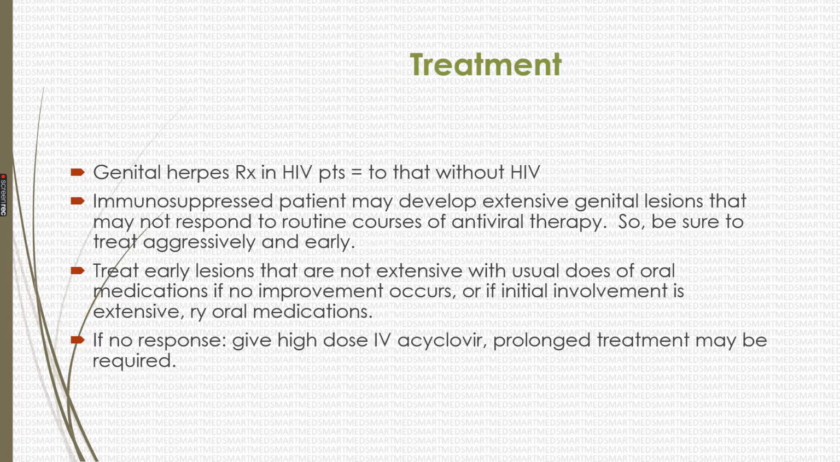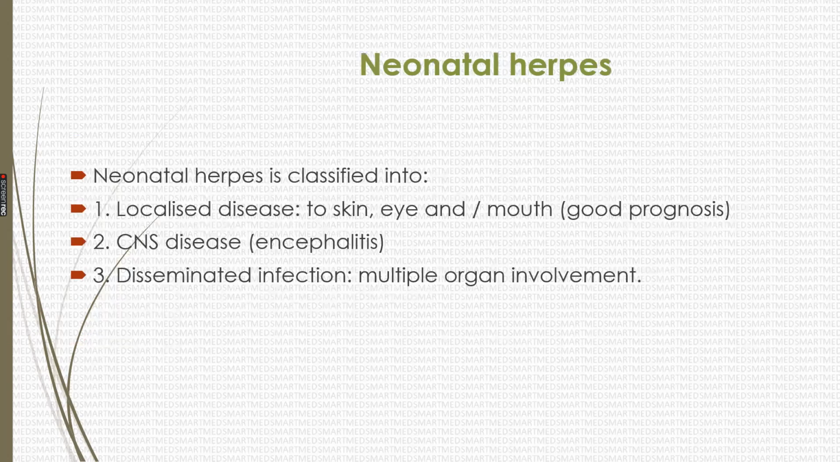The treatment of genital herpes in HIV patients is the same as that for normal patients, for people who are not with HIV. Immunosuppressed patients may develop extensive genital lesions that may not respond to routine courses of antiviral therapy, so be sure to treat aggressively and early. Treat early lesions that are not extensive with usual doses of oral medications. If no improvement occurs or if initial involvement is extensive, try oral medication. If no response, give high-dose IV acyclovir. Prolonged treatment may be required.